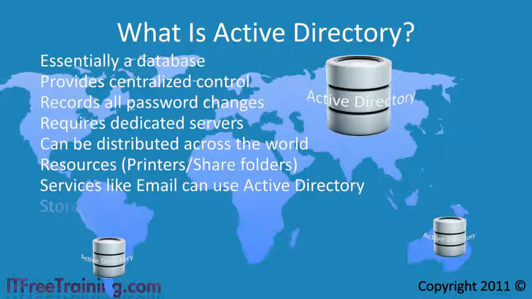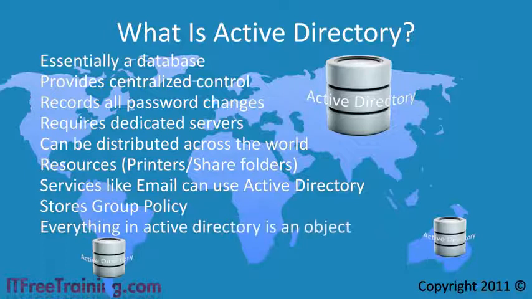Finally, Active Directory stores group policy settings. Group policy allows you to make centralized changes to computers on your network quickly and easily. There may seem to be a lot to Active Directory already, but just remember that Active Directory is a database. Everything in the Active Directory database is an object. In Active Directory, everything is an object regardless of whether it is a user account, group policy, or a printer. Active Directory is essentially a database that holds objects.